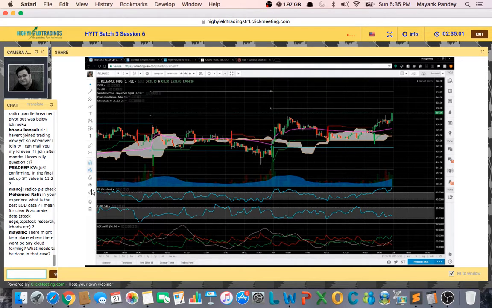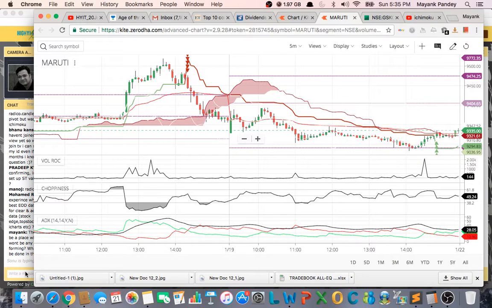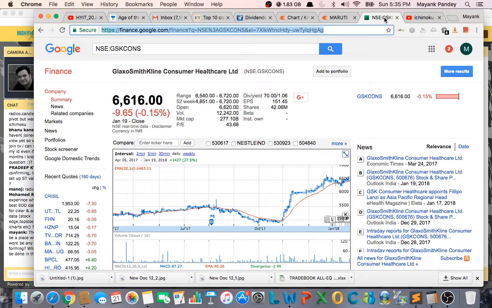Next one is Giridhar. Thank you for sharing access to the script. Now I am able to see the alert as and when I choose any script. However, the technical indicators aren't populated.